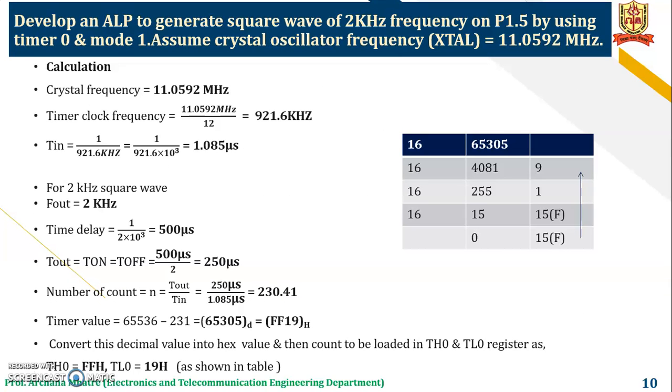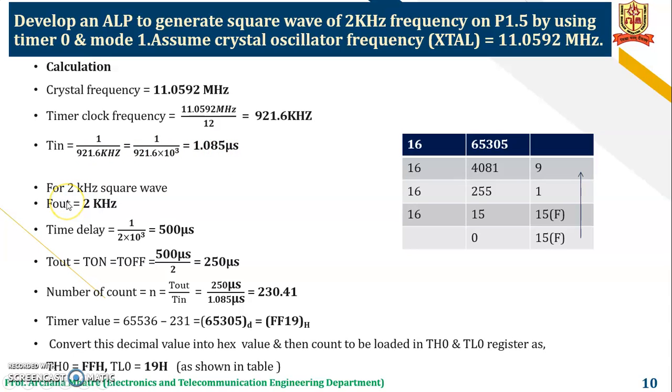This is one example. Develop an assembly language program to generate a square wave of frequency 2 kHz on the P1.5 bit by using timer 0 and mode 1. Assume the crystal frequency is equal to 11.0592 MHz. So, calculation: first, crystal frequency is 11.0592 MHz. Then the timer clock frequency is equal to the crystal frequency divided by 12, which is 921.6 kHz. Then Tn is the reciprocal of frequency, which is 1.085 microseconds.